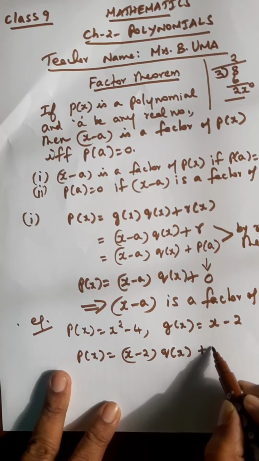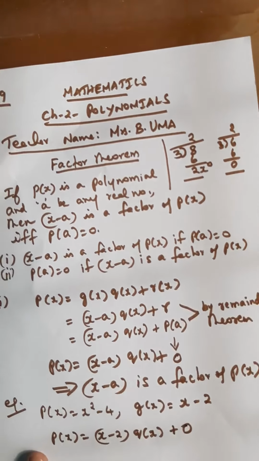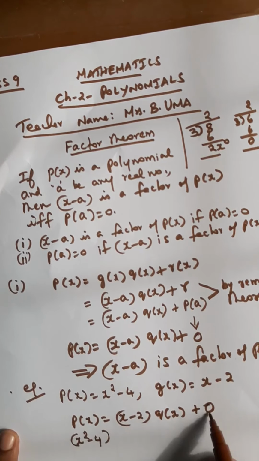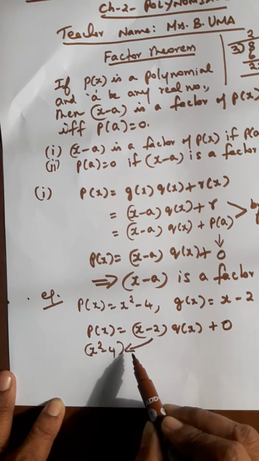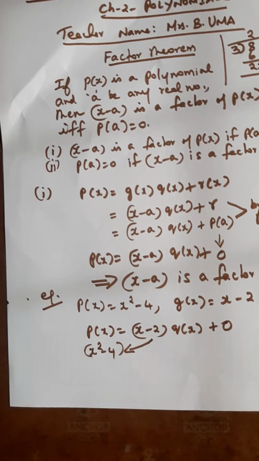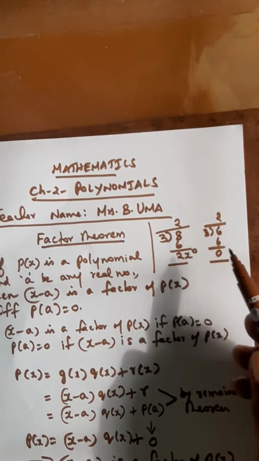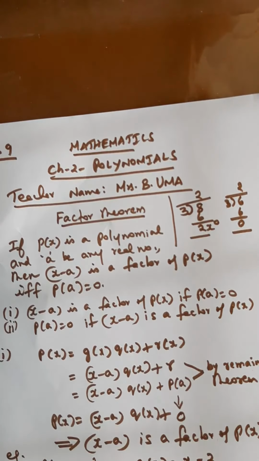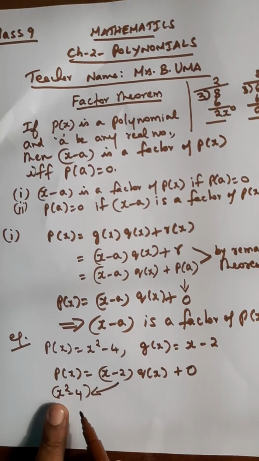Plus remainder. Here I am taking the remainder as 0 because it is given as 0. So once the remainder is 0, what can I say here? P of x is x squared minus 4. Right. So once the remainder is 0, then x minus 2 becomes a factor of x squared minus 4, because once the remainder is 0, the divisor becomes a factor. Since the remainder is given as 0, automatically the divisor will become a factor of the dividend.